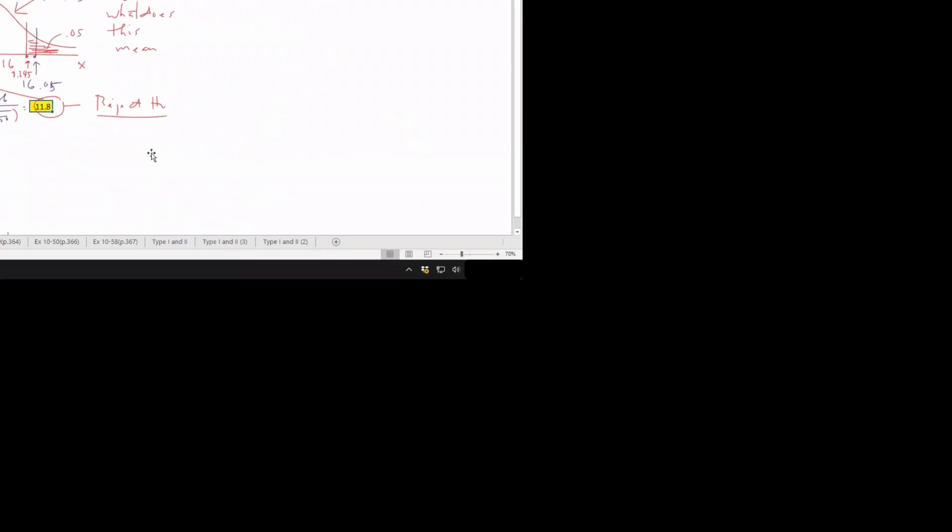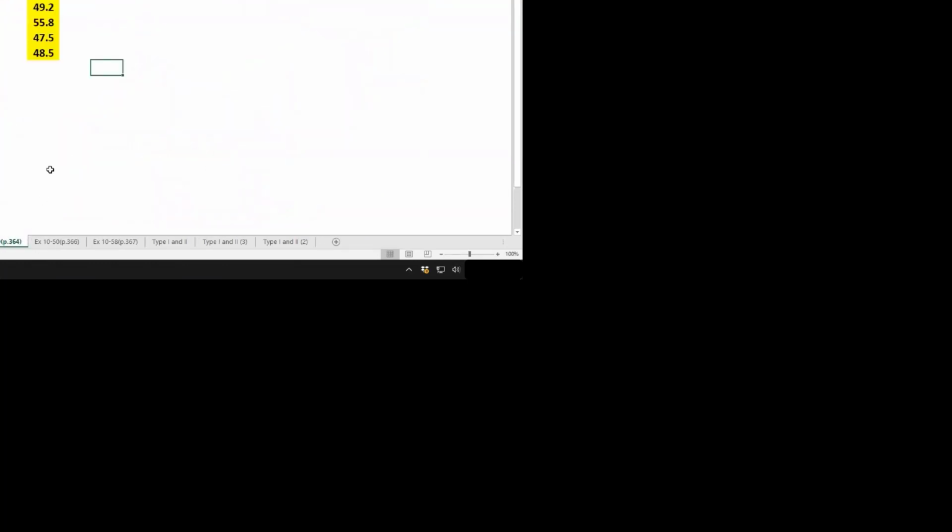All right. So are we good on exercise 10.32? All right, good. Okay, let's look at this one. And for this, we're just going to use the template. No hand computation at this point.